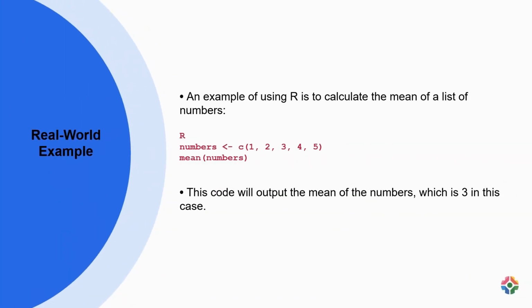To calculate the mean of a list of numbers in R, you can use the mean function. First, create a vector of numbers using the c function, like this. numbers <- c(1, 2, 3, 4, 5). Then use the mean function with your vector as the argument, mean(numbers). This will output the mean of the numbers, which is 3 in this example.